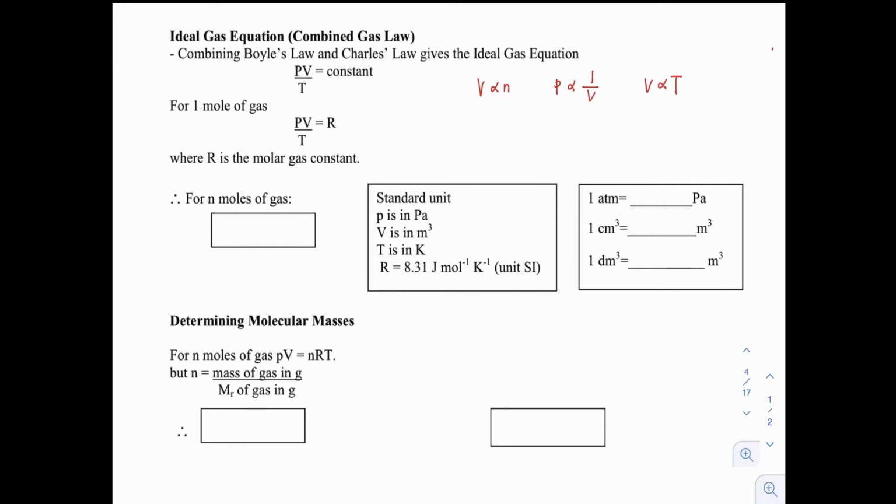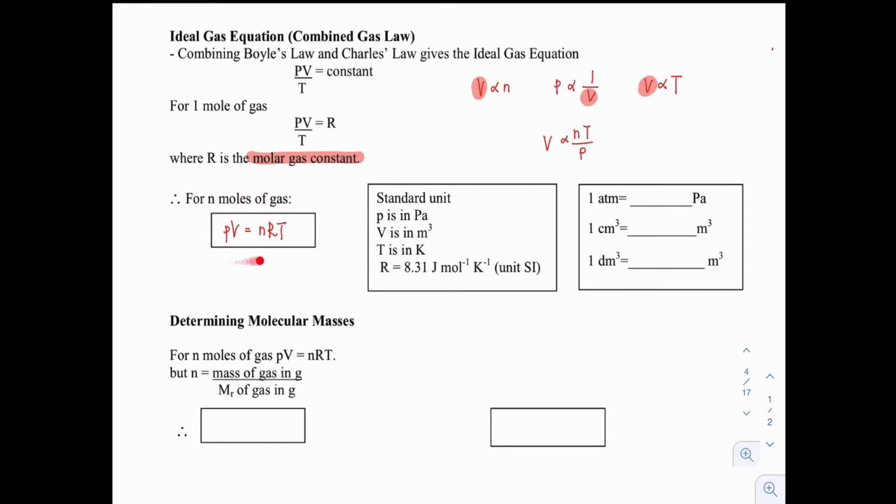In all three laws, volume is the common thing between them. So if you want to combine the three laws, volume is proportional to mole, proportional to T, and inversely proportional to P. If we multiply by P up here, then we get a constant, and the constant is known as the molar gas constant. Therefore, PV equals nRT.